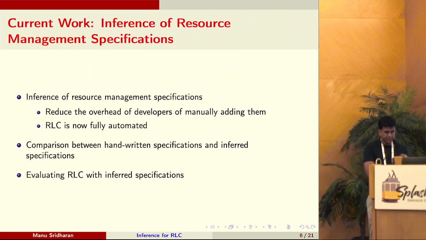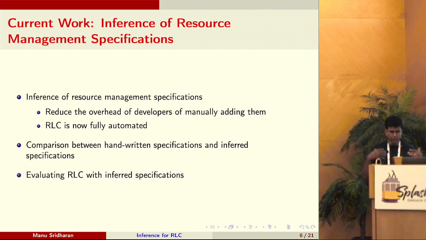But someone has to write these annotations. We did it for the previous study, and we found that particularly for large legacy code bases, it was a lot of work, right? So this work that I'm talking about today was motivated by reducing the overhead for developers of manually adding these annotations. And with this inference system, now you can run this resource leak checker in a fully automated fashion. You can run it on an unannotated code base and get fairly useful results out of it.